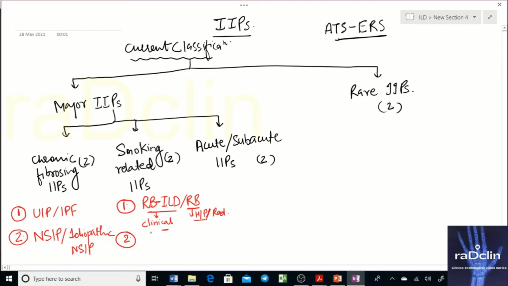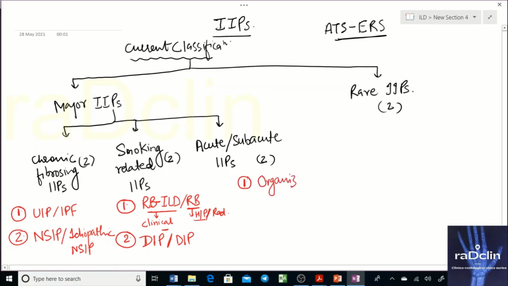Another smoking related IIP, which is a part of the same spectrum of smoking related IIPs, is your DIP, desquamative interstitial pneumonia. The idiopathic clinical syndrome associated with it is also named DIP. So the two DIPs are the same.